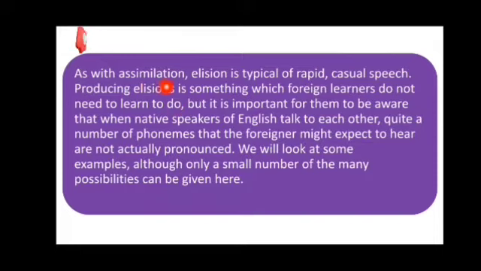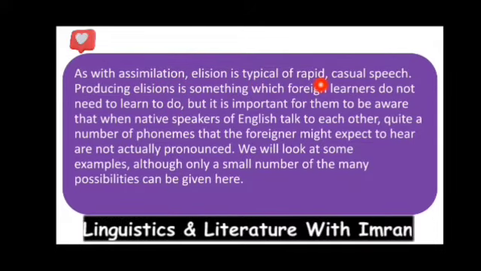As with assimilation, elision is typical of rapid speech. So assimilation occurs in rapid speech, so does elision. Most often when a word is spoken in isolation, a sound is not left out. In simple words, when a word is spoken in isolation, we do not find assimilation or elision. So assimilation and elision most often occur in rapid speech.